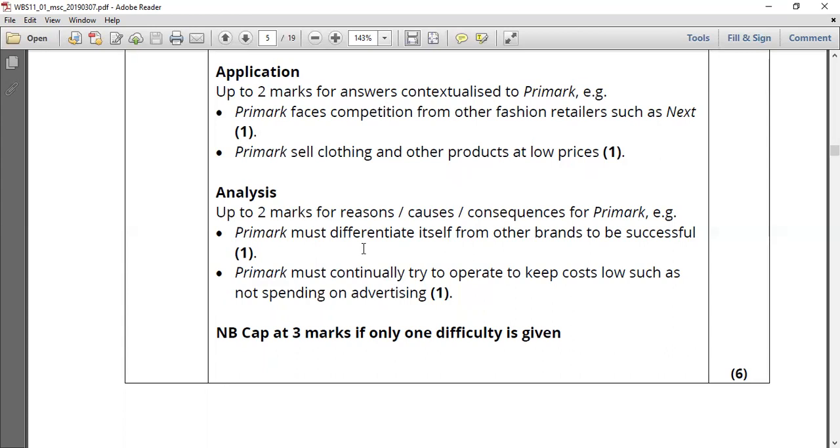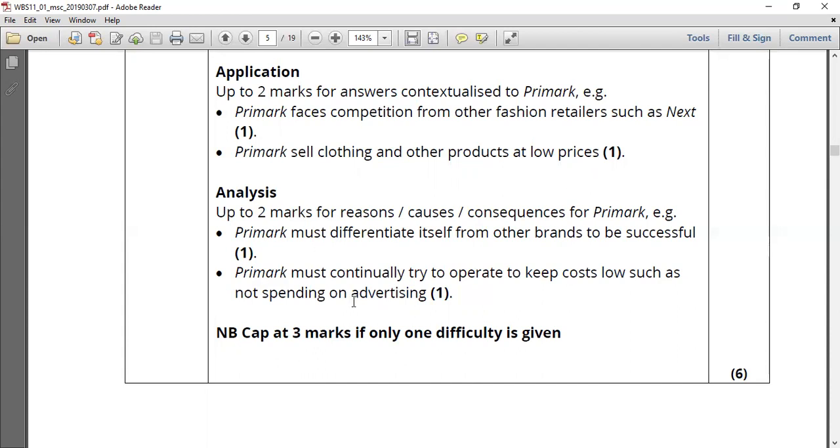Primark must differentiate itself from the other brands to be successful. In this case, you can add another point: every week they're updating their product portfolio in the showrooms, to give a more updated look. New arrivals are always there; every week when you go to the shop, new arrivals are coming. And moreover, for the low profit margin, you can say Primark sells clothing and products at low prices, with a low profit margin than a niche market.